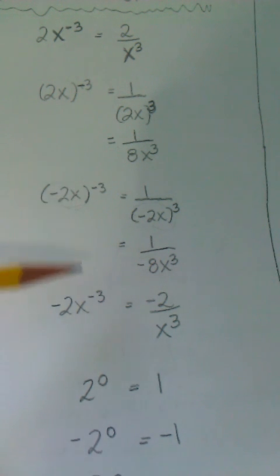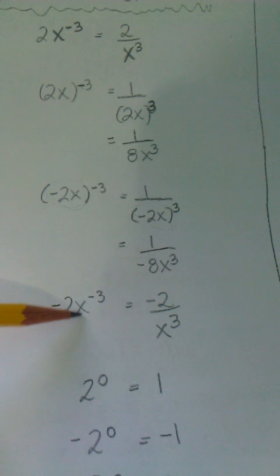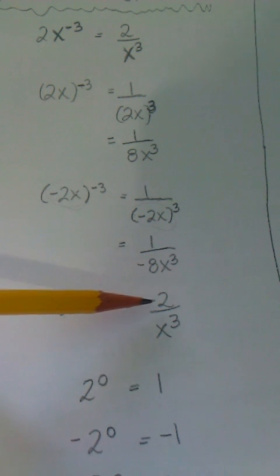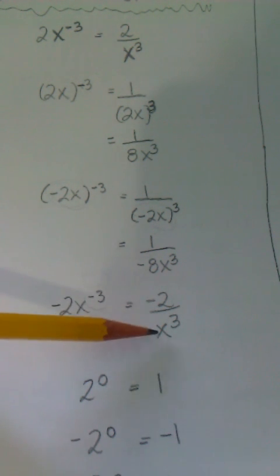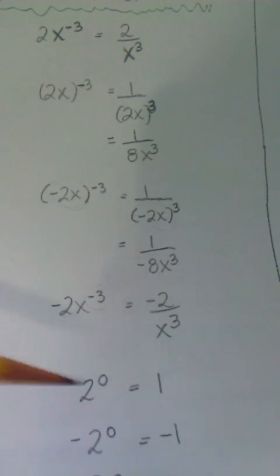This problem would be different than this problem, negative 2x to the negative 3, without parentheses. The negative 2 stays right where it is. This exponent of negative 3 has nothing to do with that negative 2. So the negative 2 just stays right where it's at. I'm going to flip that x to the negative 3. I'm going to flip it because of the negative exponent. It goes down into the denominator, and now I have x to the third.